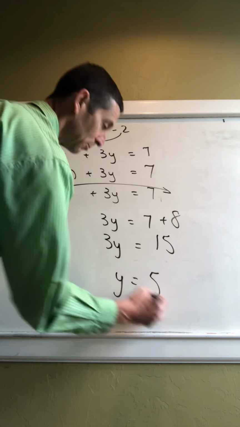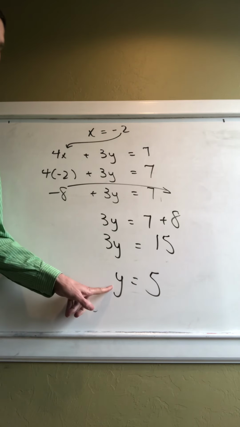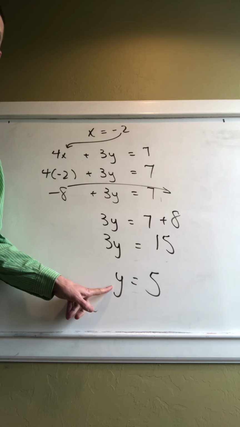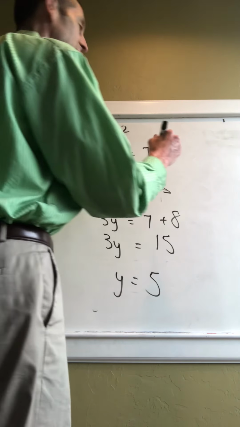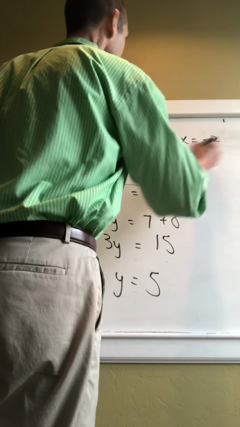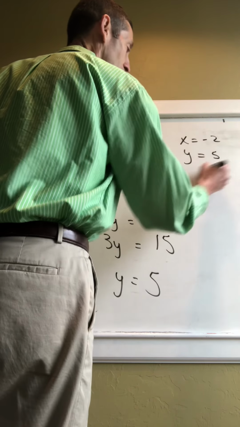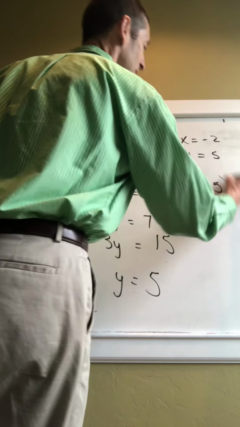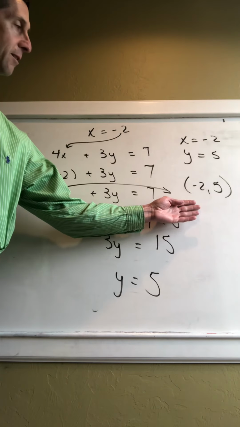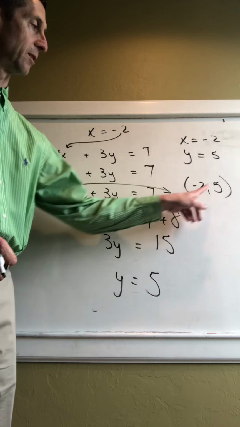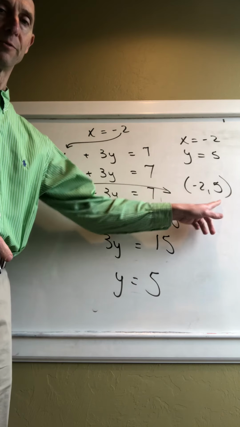And it looks like, boys and girls, we've got an answer for x and an answer for y. Y equals 5. So here you go: x equals negative 2, y equals 5. Write your answer as an ordered pair, x coordinate, y coordinate. X equals negative 2, y equals 5.